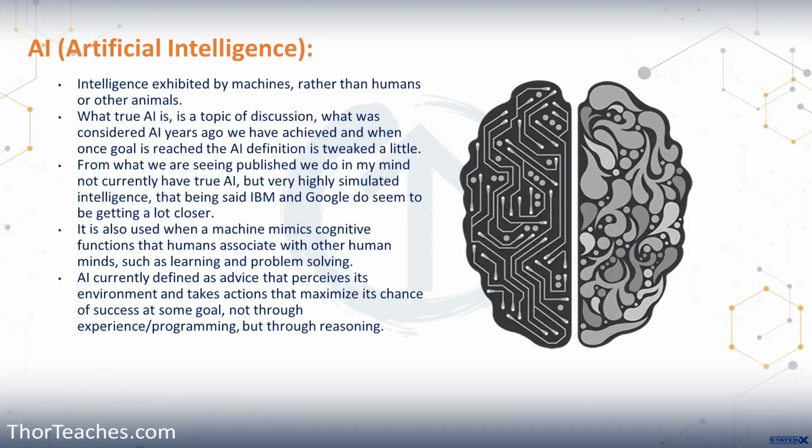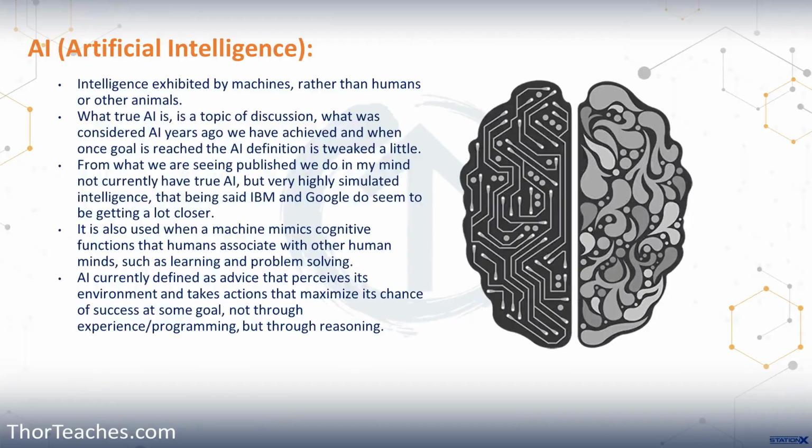Through time, people have had a definition of what true AI is, but when we reach that point, we change the definition a little bit. In my mind, as far as what I've seen, I don't think we're there yet. But I do think what we have is very highly simulated intelligence. That being said, IBM and Google are getting much closer. And some of the stuff that AI produces is pretty creepy. If you haven't yet, go search on Google for Google AI Dreaming.